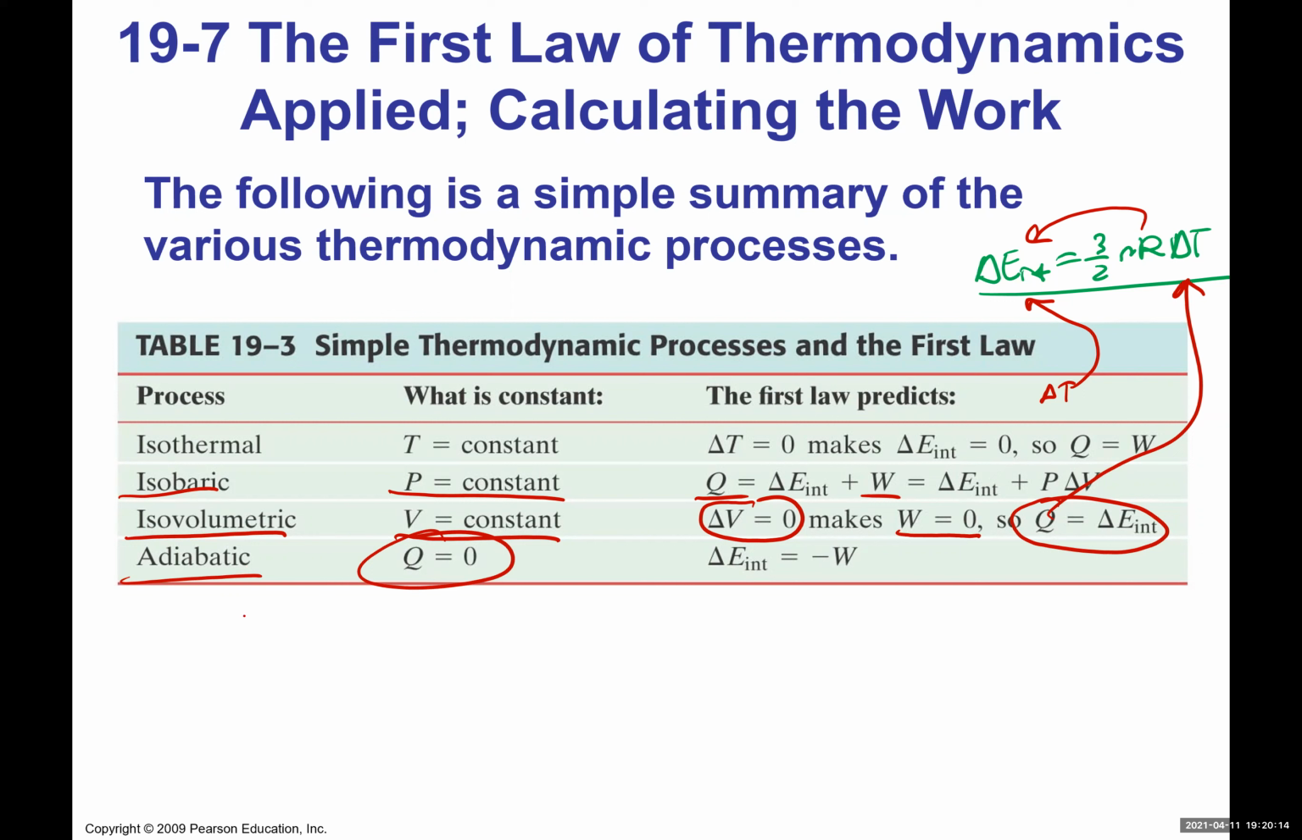There is Q equals 0 for this process, which means that the change in internal energy is equal to negative work done. Remember, Q equals 0, and the change in internal energy is then equal to Q minus work done. Since Q is 0, remember this is still work done by the gas. So that's kind of what we have.